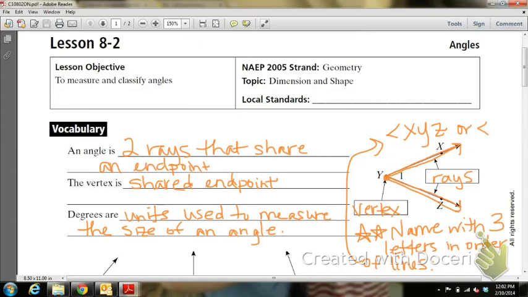Or I could start the other way, ZYX. Okay, I have to use 3 letters to name an angle. So XYZ or ZYX would be the two. And notice that the middle letter, the vertex, is in the middle. Okay, so pause the video, fill those in before we move on to naming types of angles.